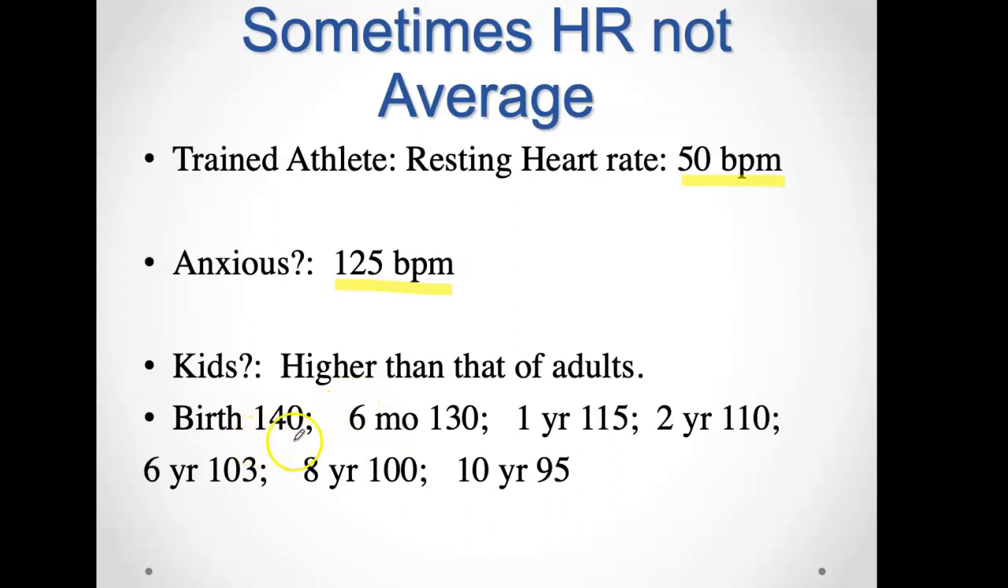At birth, pretty high. 6 months, 130 beats per minute. A year, it starts to drop. If you had your 10-year-old doing your VO2 max, it was about 95. This is just sort of, I'll never ask you these tiny details. Just know that in children, that heart rate's going to be higher.